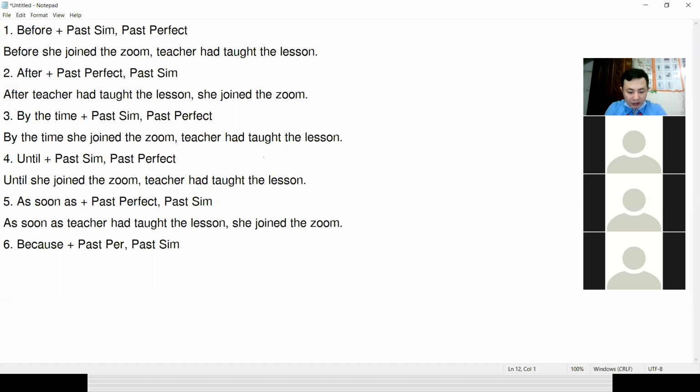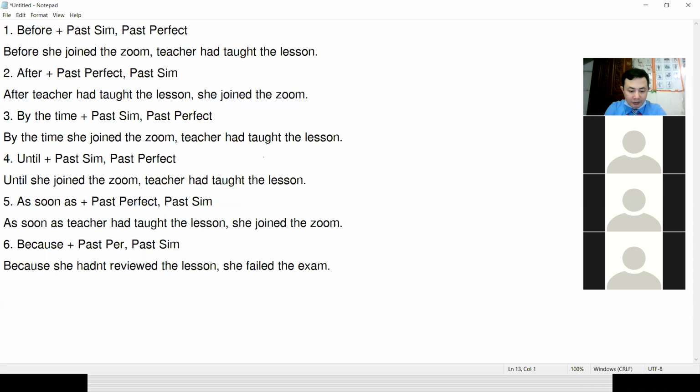Okay, so example like because she had not reviewed the lesson, what happened? She failed the exam. Okay, this is with the word because.